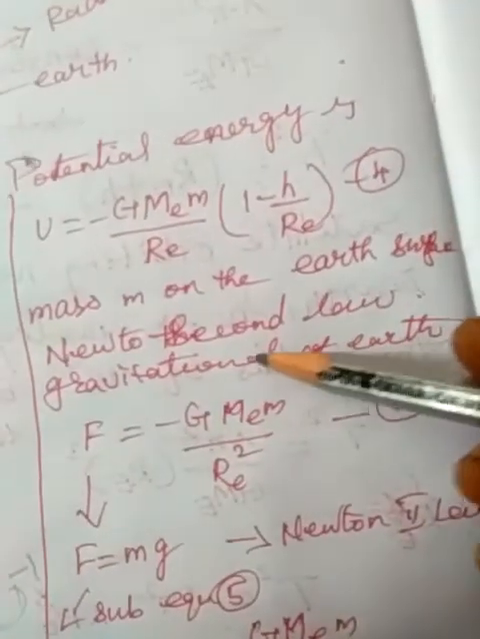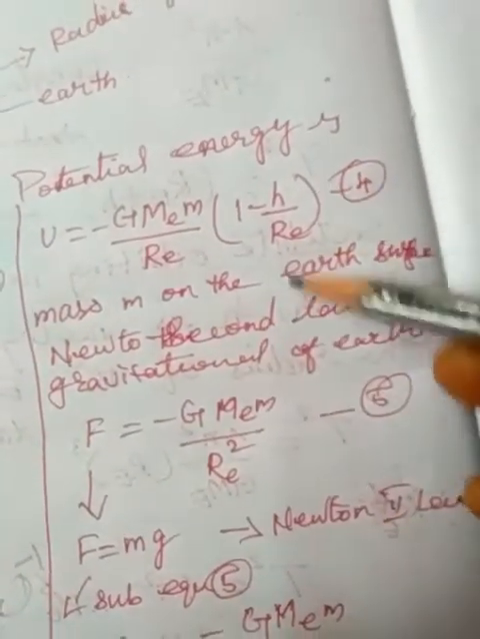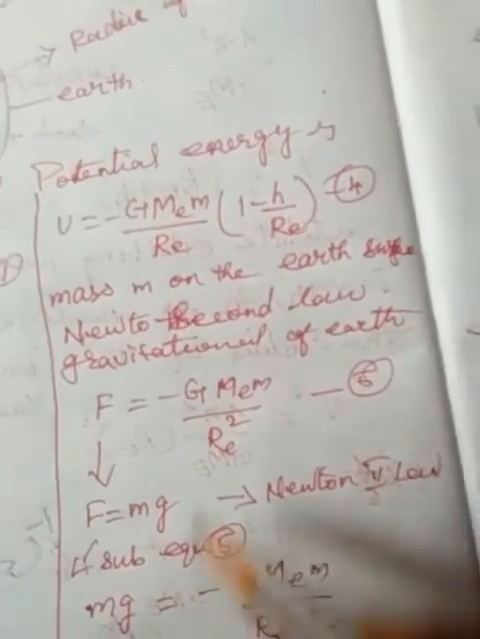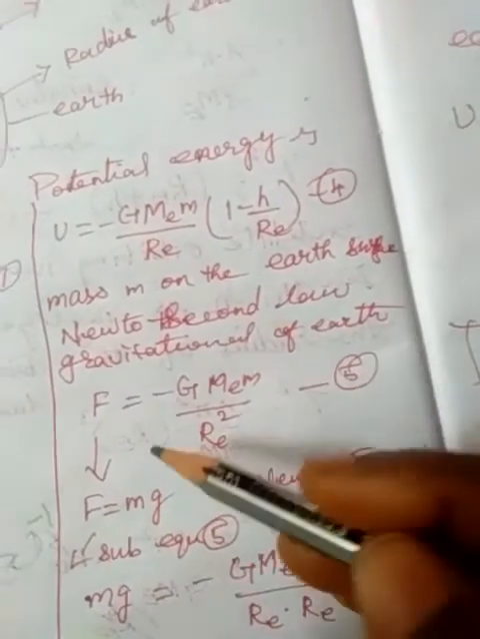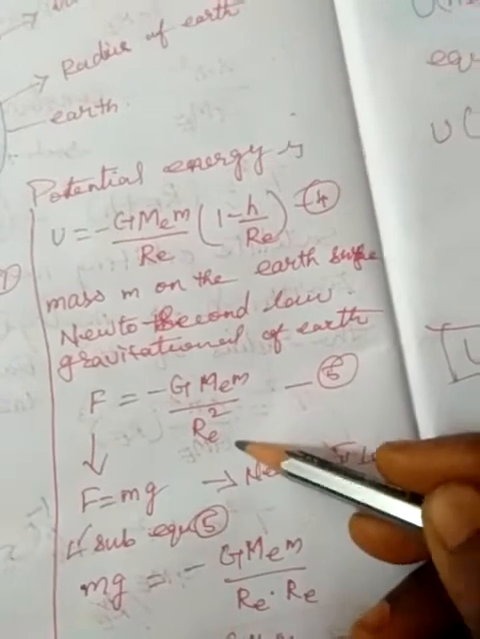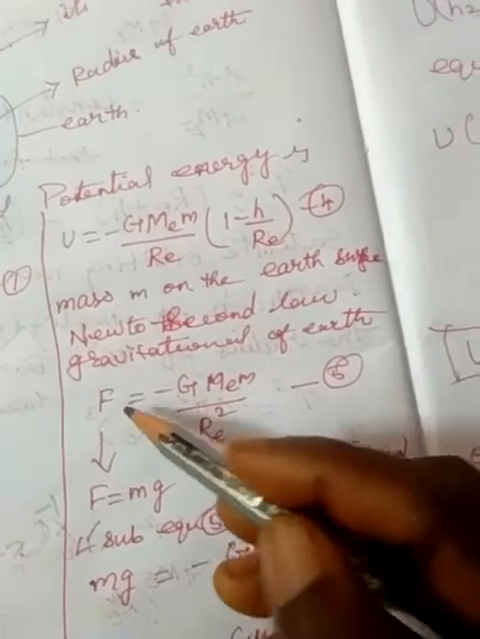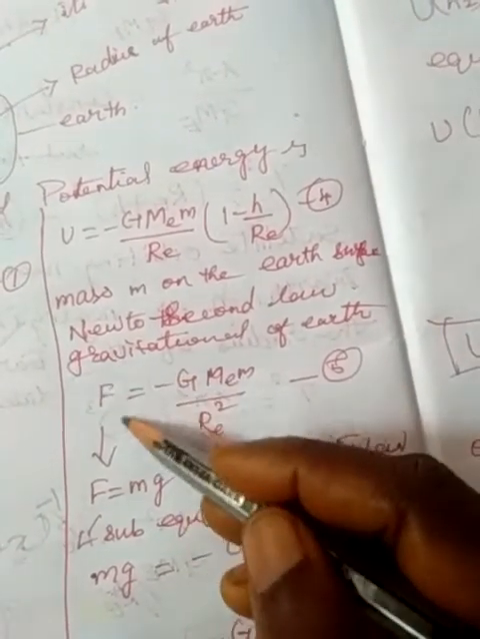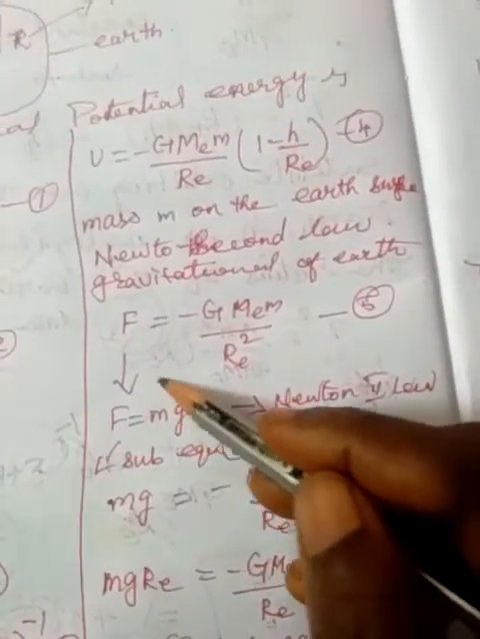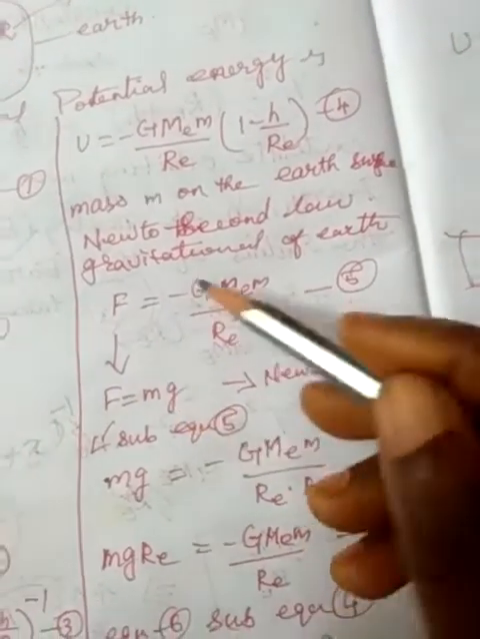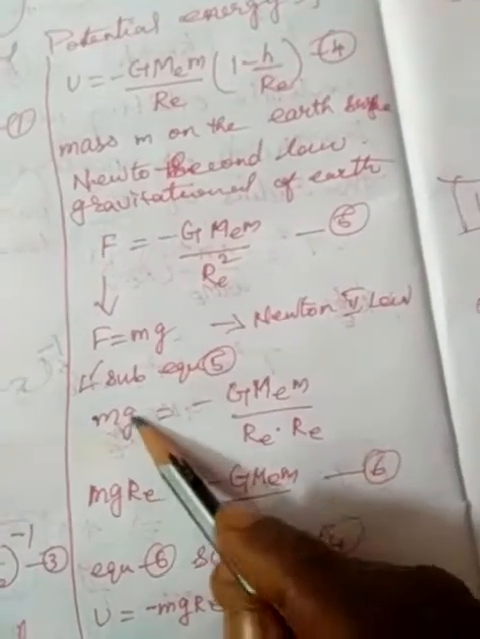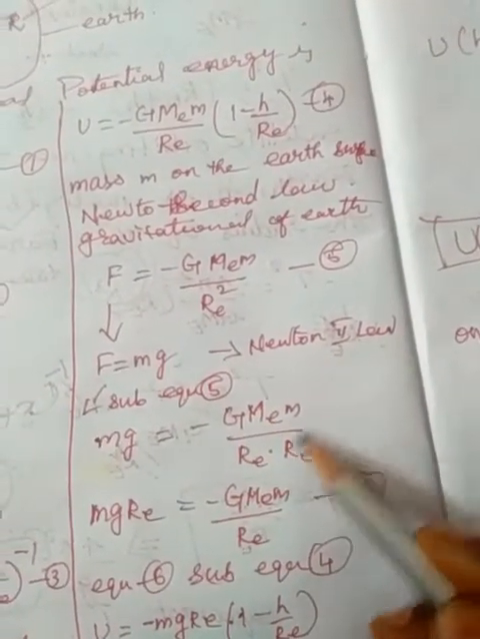Now consider a mass m on the earth's surface. We are using Newton's second law with the gravitational force of the earth, so F equals minus G M m by R squared. This is the formula. Applying Newton's second law, F equals mg. That value you substitute into equation 5. So F is replaced by mg, so mg equals minus G M m by R squared.